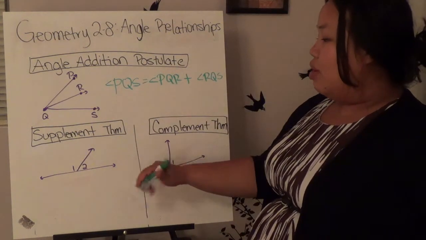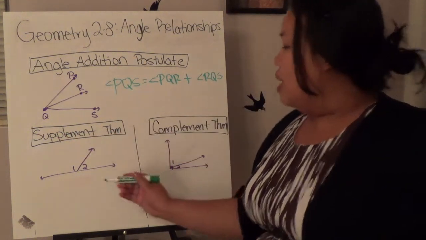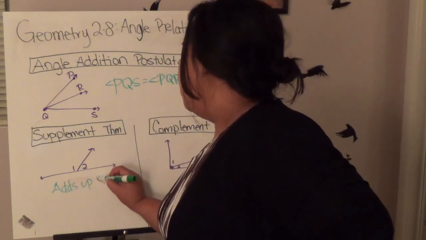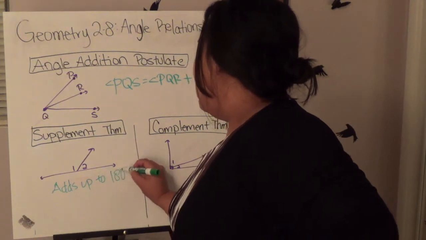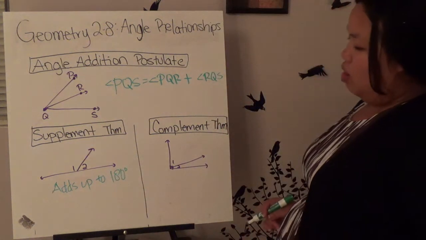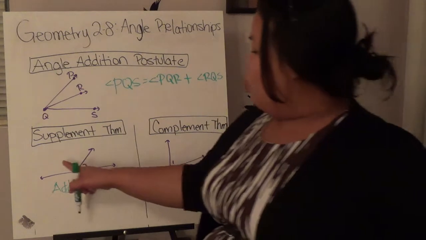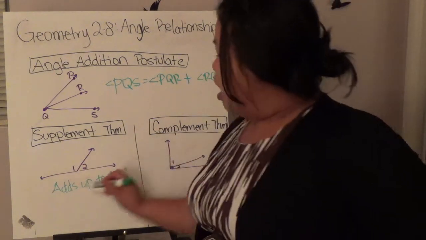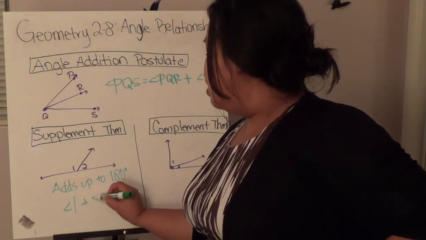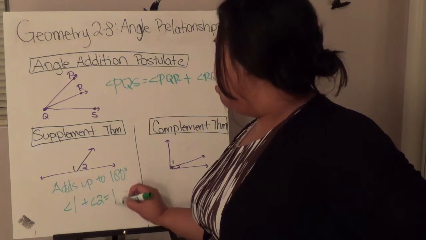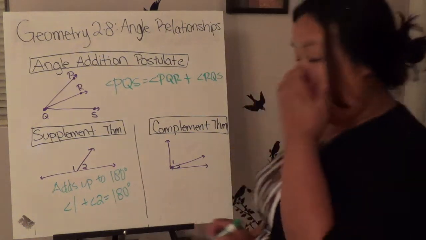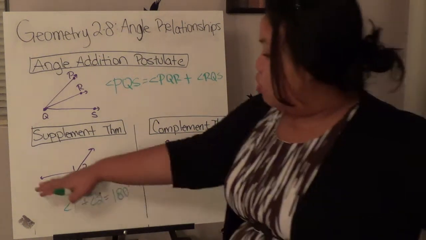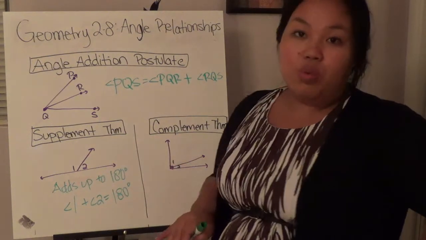The supplement theorem, the term supplement, means it adds up to 180 degrees. So what that means is that whatever 1 and 2 are, because they make a straight line, angle 1 plus angle 2 will always equal 180 degrees. Because they make what is called a linear pair, which is a straight line which adds up to 180.